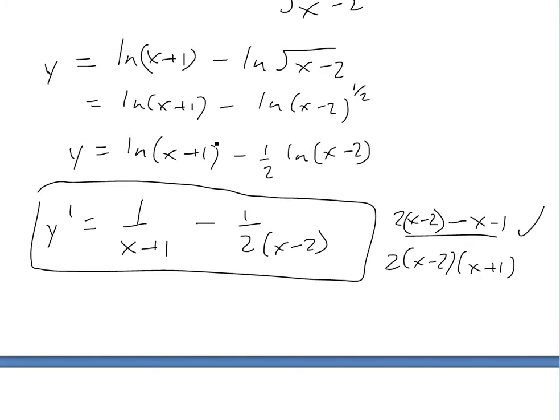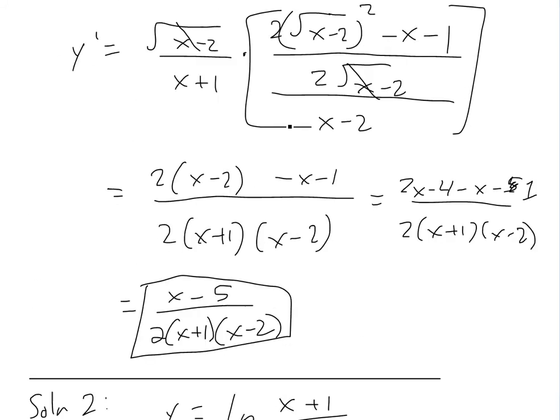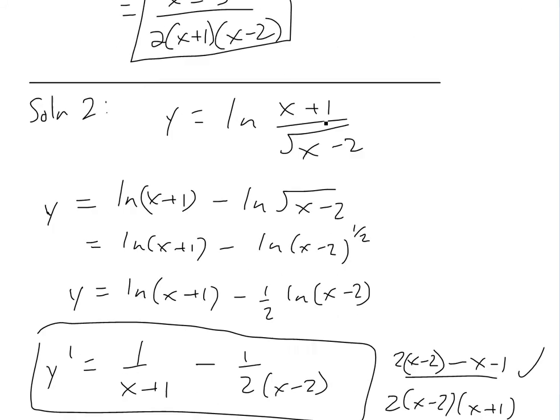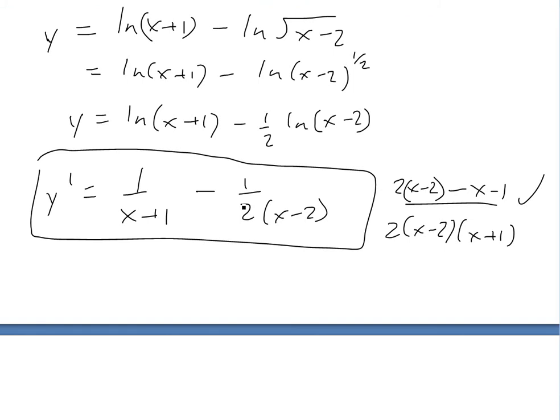So this one, as you can see, took a few seconds versus several minutes, and the other is just a lot of stuff, and you might make a mistake because there's just so much algebra. And in this one we even avoided the quotient rule.